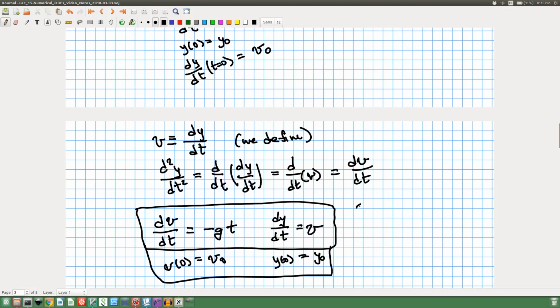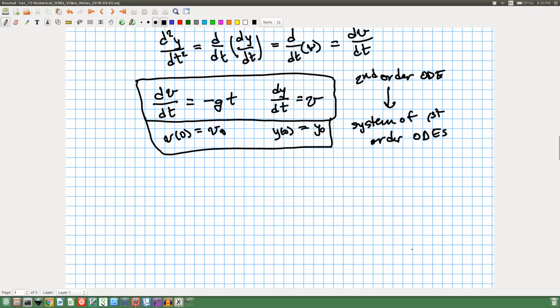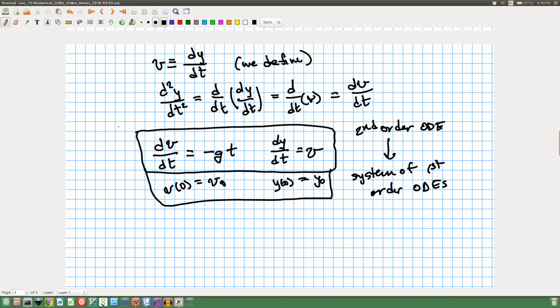So I took a second order ODE and I turned it into a system of first order ODEs. Or rate equations, these are what I called rate equations. So that's great. And it turns out this is general. The same thing that we did here, where we made a substitution for the derivative, that's the key. That's all I have to do, no matter what the equation is.